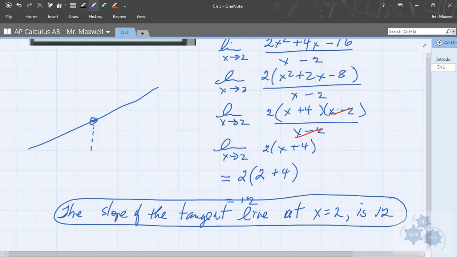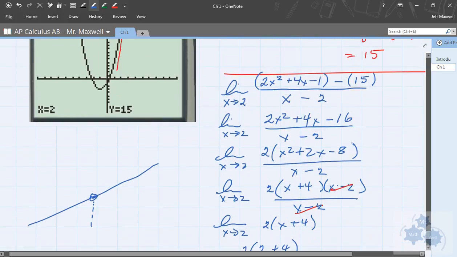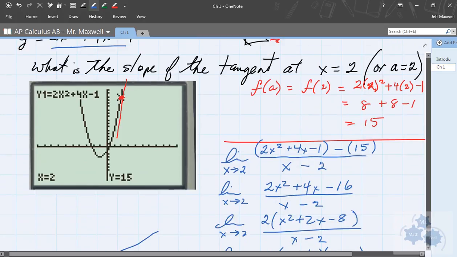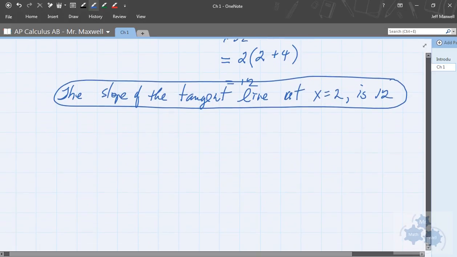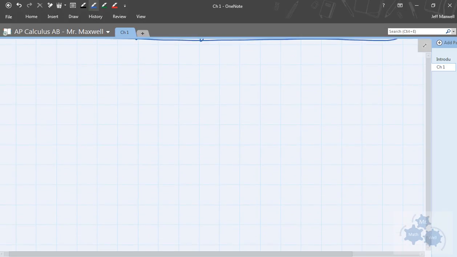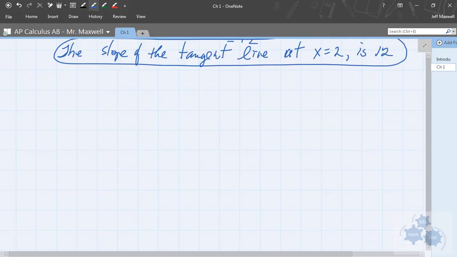Okay, and yeah, so you go back here, and it should be a pretty high slope. 12 actually is pretty high. What's this point again? This is (2, 15), right? So I'm going to show you something here. Here's a good check, and to get to know how to use your graphing calculator with ease, this is a good idea to do.